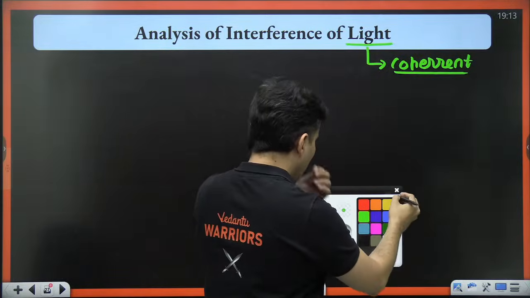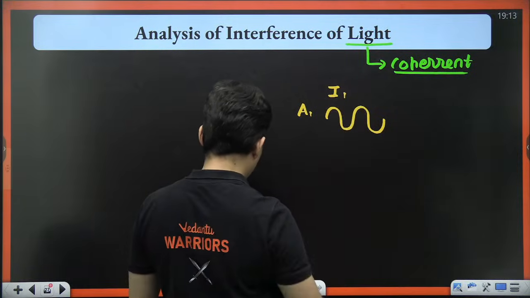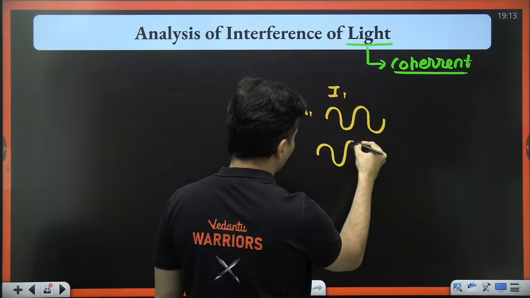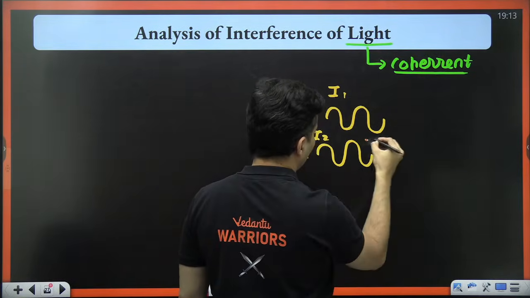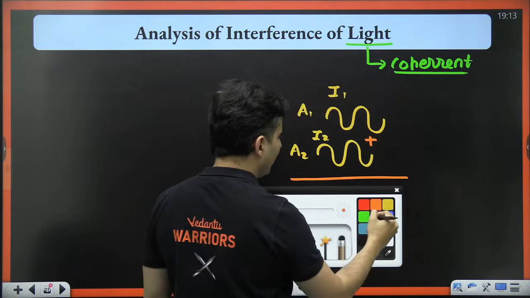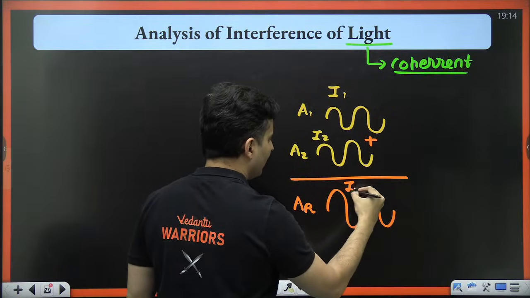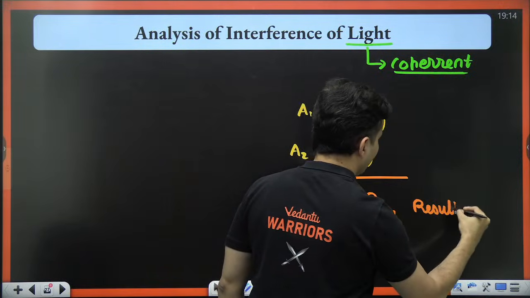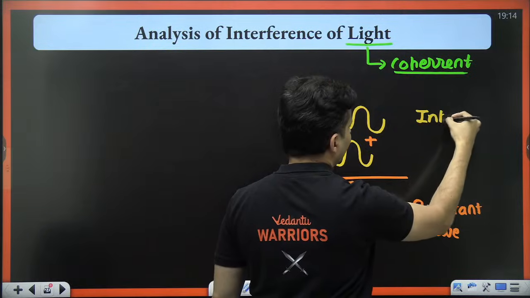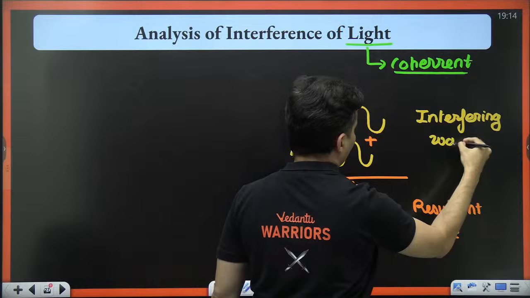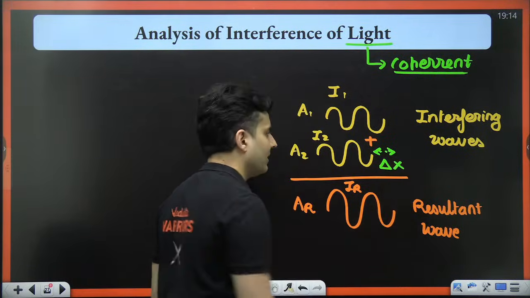Yeah. So if you have a light wave like this of amplitude A1, intensity I1, and you have another light wave like this of amplitude A2, intensity I2, they both combine together. What you get is the resultant wave. You get the resultant amplitude and the resultant intensity. These are the interfering waves. Remember, these interfering waves also had some kind of path difference, delta x.